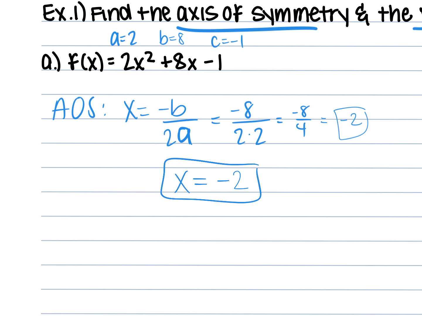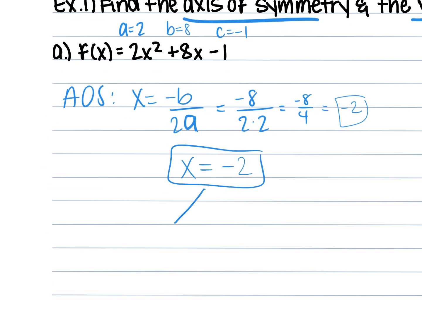Now, hold on. There were two things being asked for us. It wanted the axis of symmetry and the vertex. So, remember, does our vertex always lie on the axis of symmetry? Yes, because the axis of symmetry is the vertical line that goes through your vertex, correct? Now, when you have the axis of symmetry, we're going to use that and plug it into our original function, and that will give us the y-coordinate of our vertex.